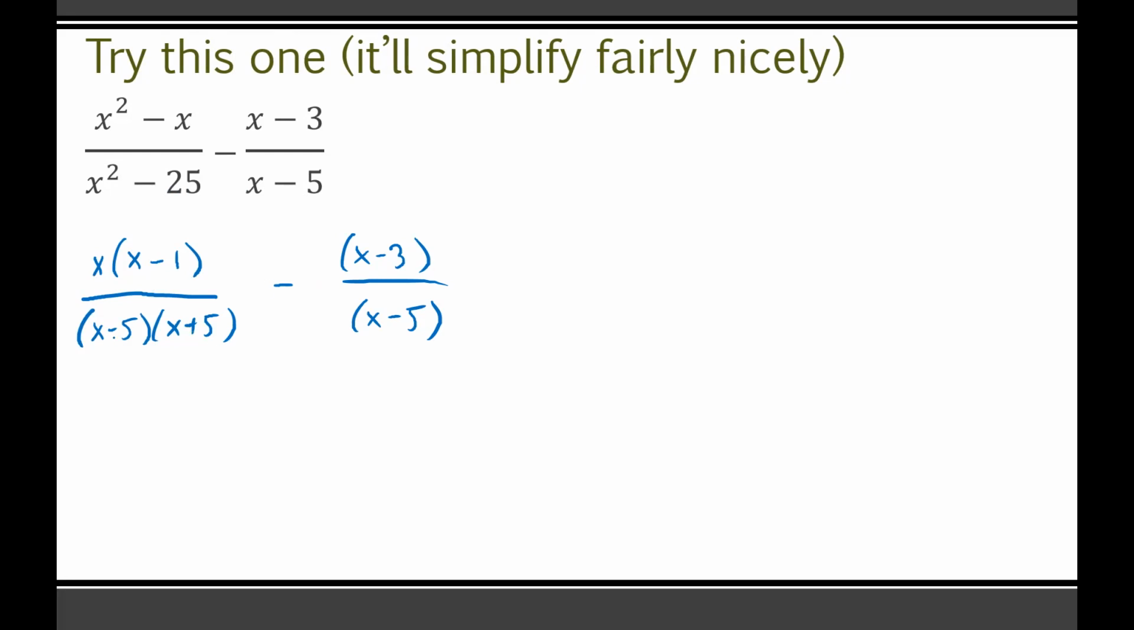Notice this one has an x minus 5 and an x plus 5, but the one on the right has only an x minus 5. We're going to need to give that an x plus 5. I'm just going to change colors again. We'll give it an x plus 5 on the top and the bottom.